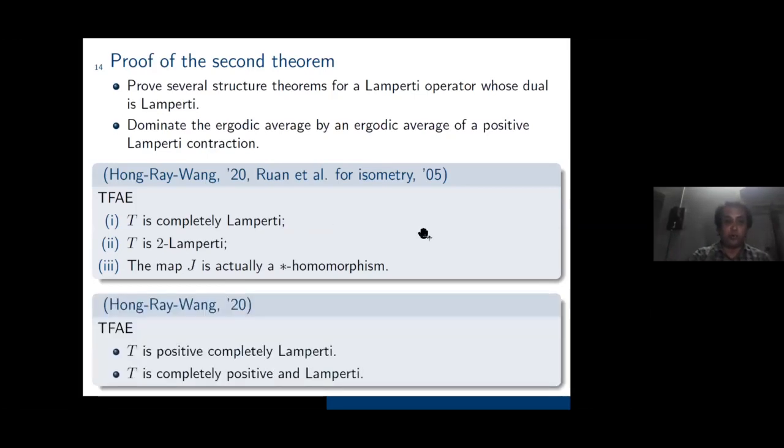And also we can do something like this for positive operators. If you have a positive Lamperti operator, then completely positive is equivalent to completely Lamperti in some sense. Completely positive Lamperti means automatically completely Lamperti and positive. So that is another equivalence. In that sense, this result is also a complement of Ruan's result.